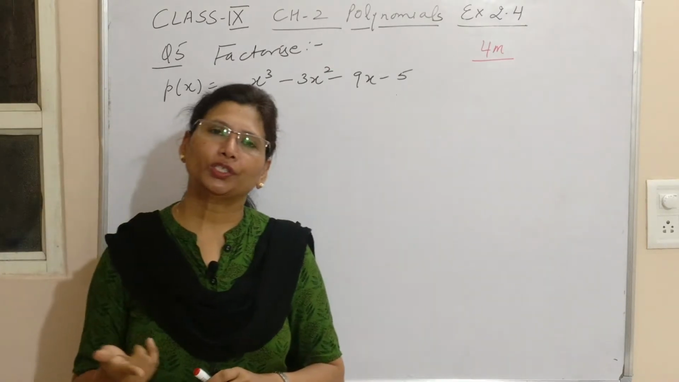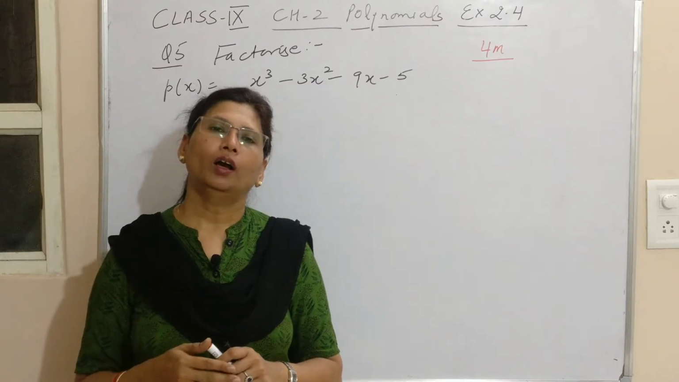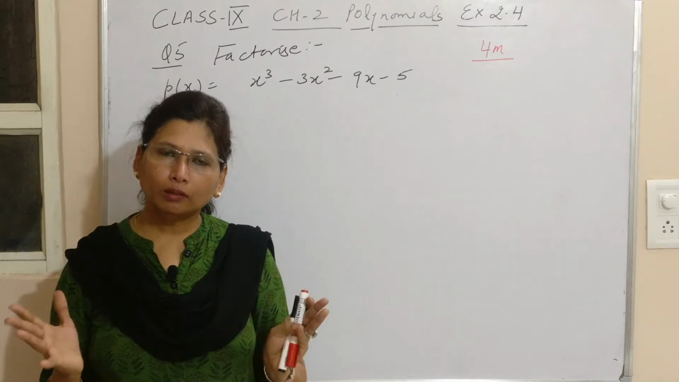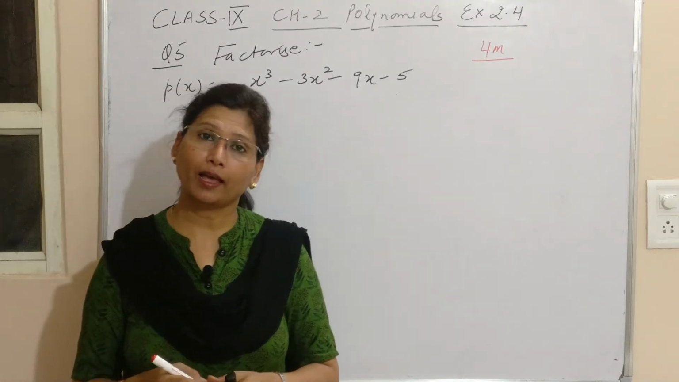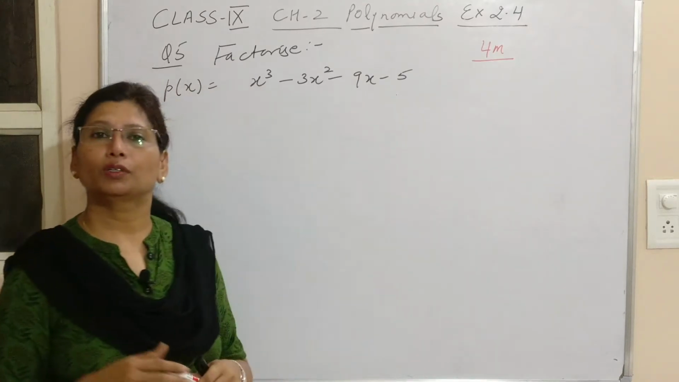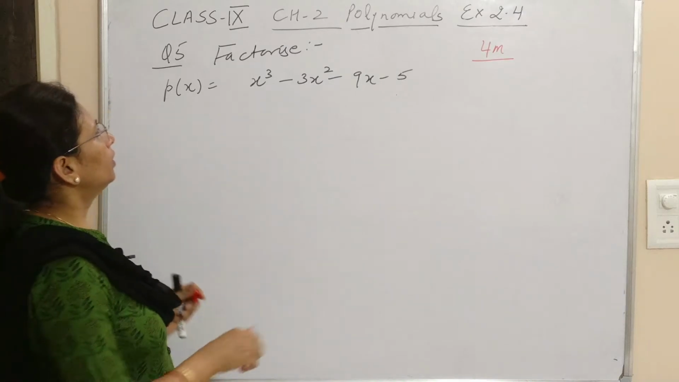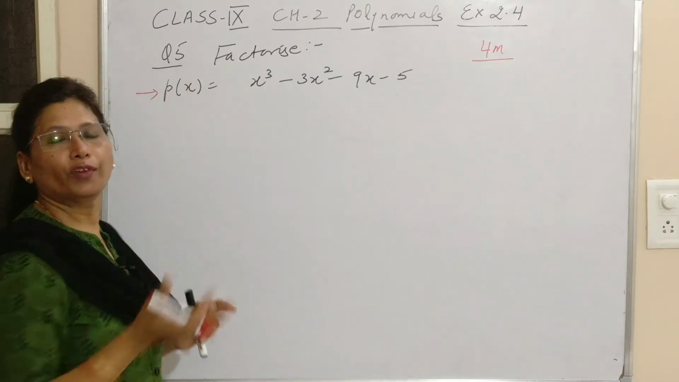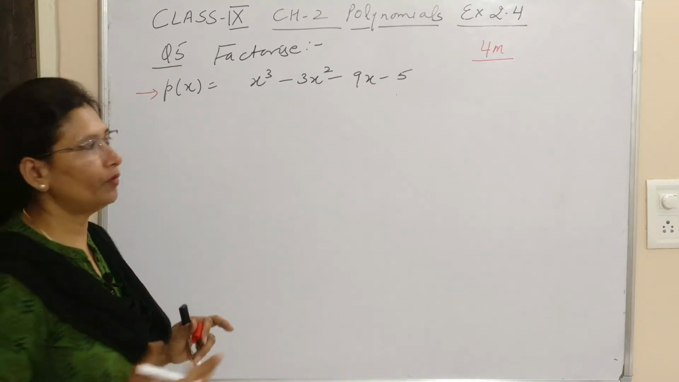So in continuation with exercise 2.4, I'm taking question number 5, which is about the factorization of cubic polynomials. This is a very important question and a little lengthy also, and if it is asked in the exam, it comes for 4 marks because there are a particular number of steps. Here we have been given a polynomial, so I'll label it as p of x. P of x is the general notation for the polynomial. We represent it by p of x.